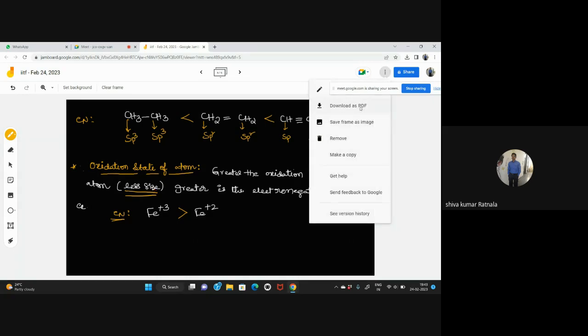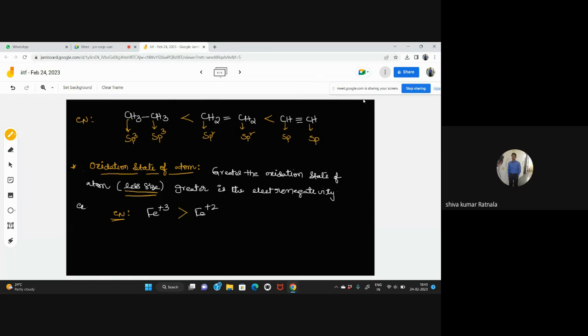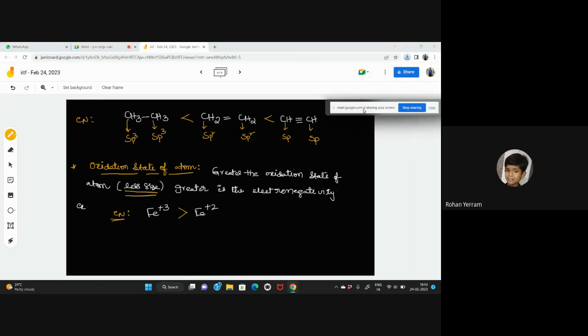These are the parameters which basically affect the electronegativity. Oxidation state of an atom means the charge which is present on the atom.